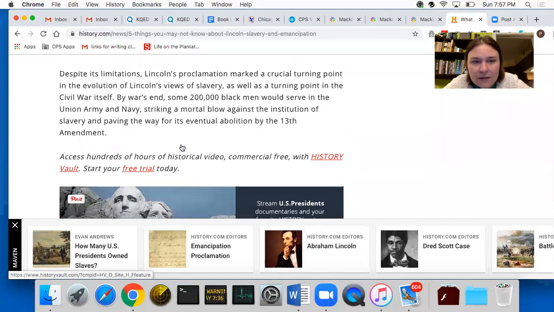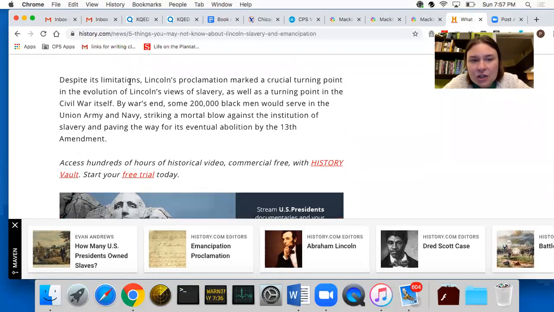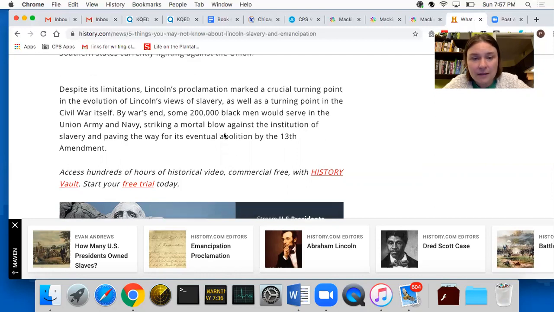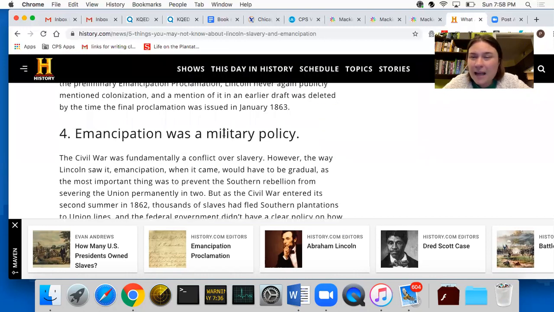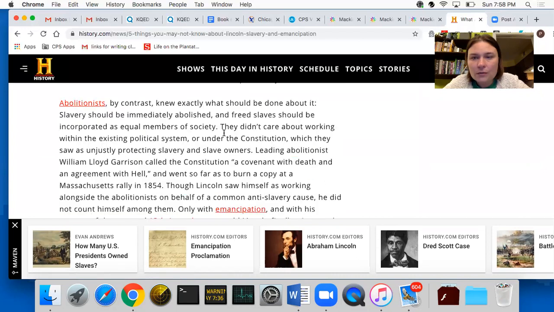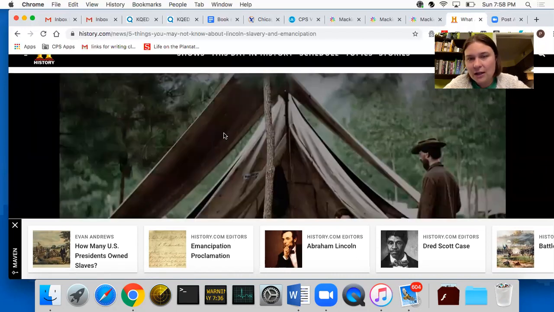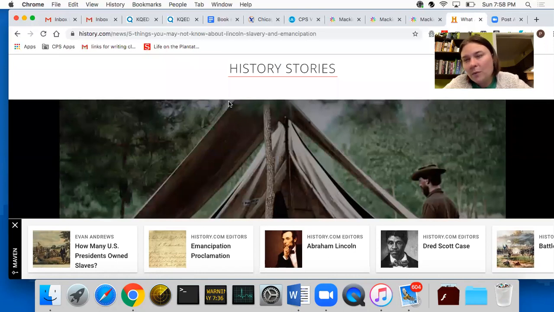I like how it says here at the end, despite its limitations, Lincoln's proclamation marked a crucial turning point in the evolution of Lincoln's views on slavery, as well as a turning point in the Civil War itself. By war's end, some 200,000 Black men would serve in the Union Army and Navy, striking a mortal blow against the institution of slavery and paving the way for its eventual abolition by the 13th Amendment and helping win the war. So that is a more complete understanding of the Emancipation Proclamation and the war itself than what you may have gotten at a more surface level from various sources thus far in your life.